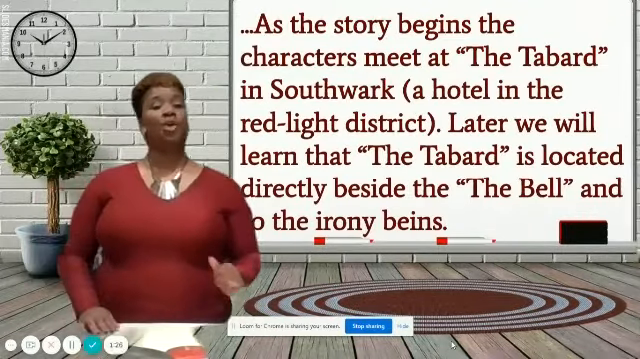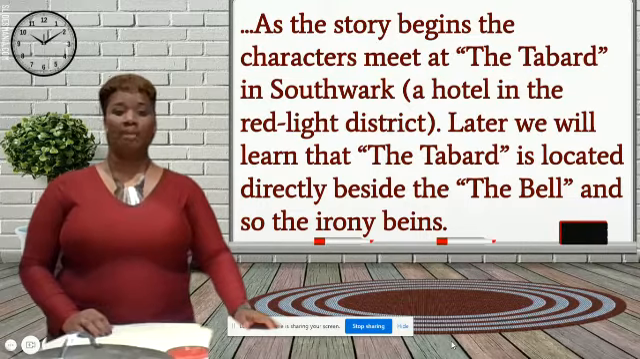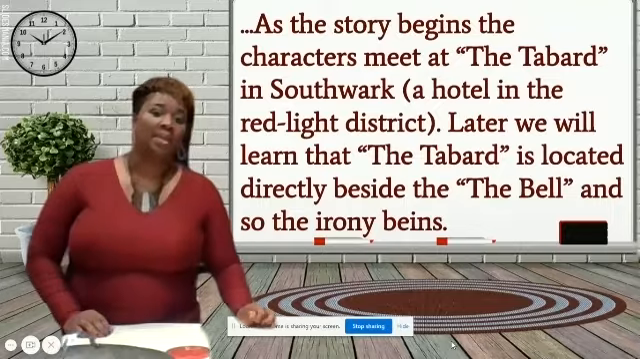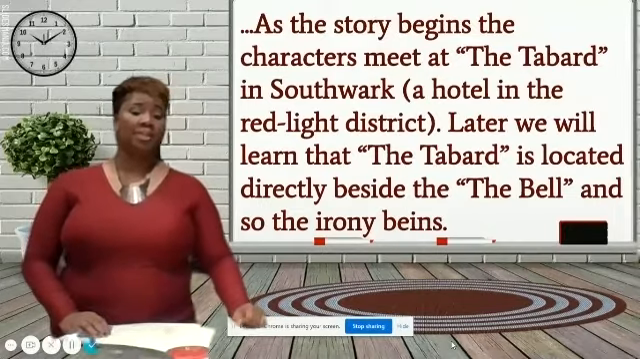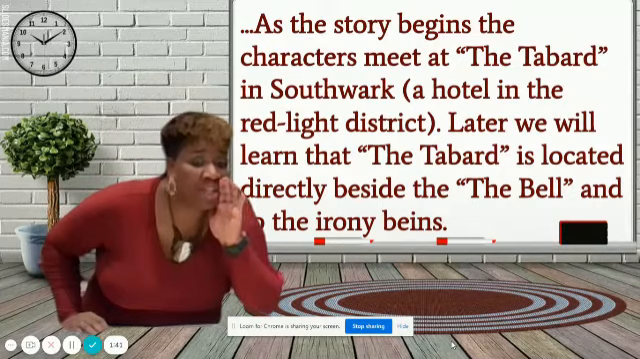So, as the story begins, the characters meet at the Tabard in Southwark. Southwark is the red light district. Now, later we will learn that the Tabard is located directly beside the Bell. The Bell is a gentleman's club.